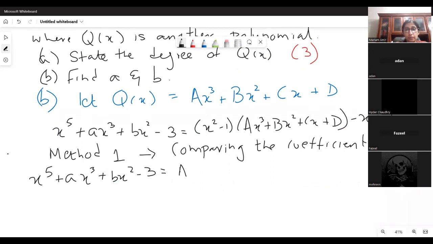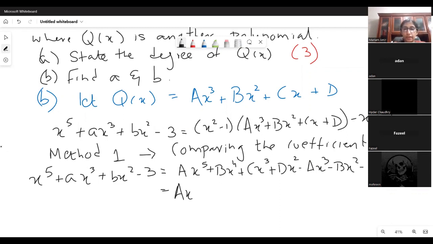So we get ax power 5, then bx power 4, then cx cube, then dx square, and then minus ax cube, minus bx square, minus cx minus d, and then minus x minus 2. I'm going to write the like terms together. So ax power 5 plus b, do I have another term of x4? No, I don't. So it's just bx4.